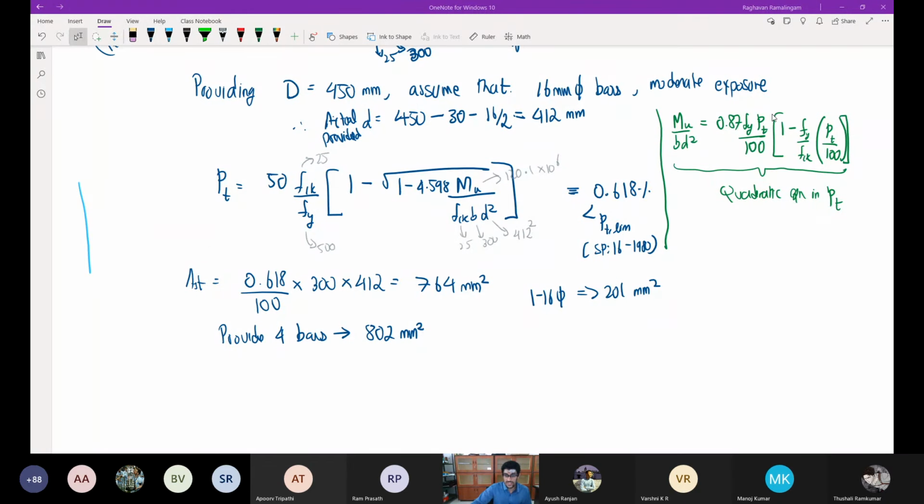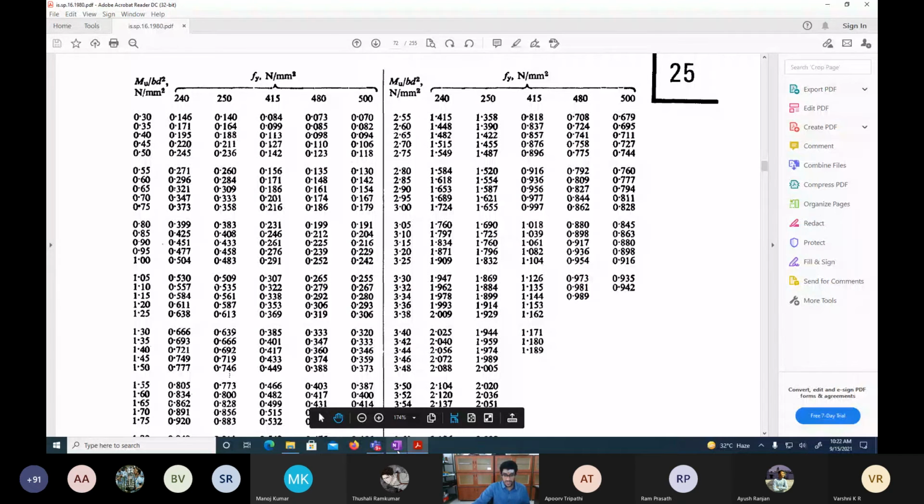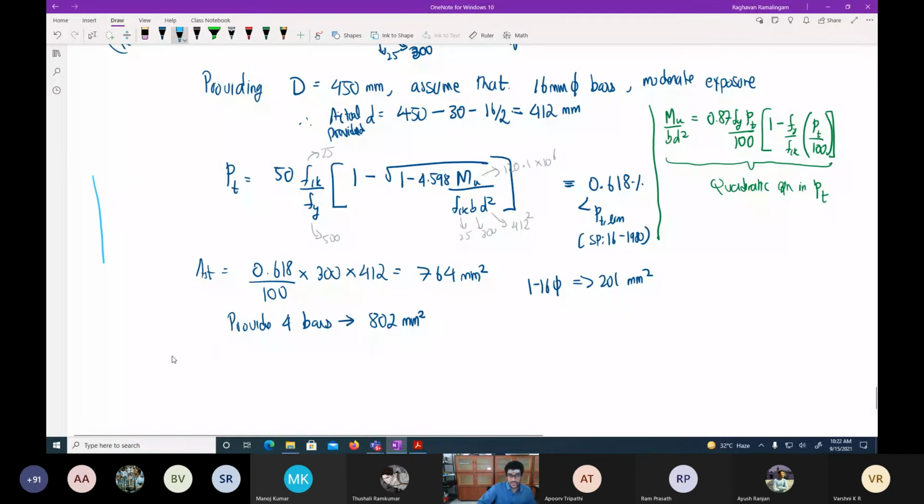So I go to the M25 and FE500 table, just to verify that we get something similar. Let me actually reshare my screen. Okay, so now if I look at MU by BD square, if I go by SP16, I have taken this as 412, but anyway, let me just use the same thing.